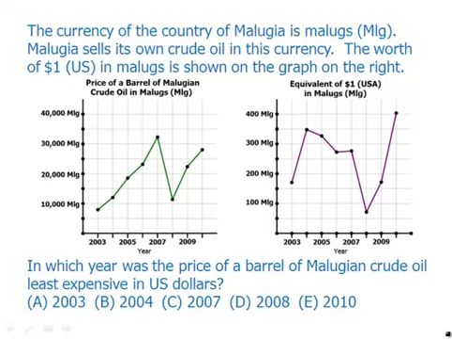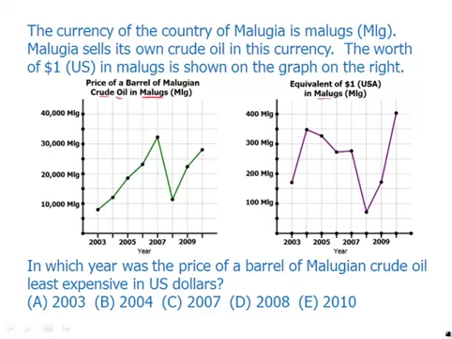So this is a relatively challenging problem. This involves currency exchanges as well as fluctuating prices. So the currency of country of Malugia is Malugs. Malugia sells its own crude oil in this currency. The worth of $1 Malugs is shown in the graph on the right. So the graph on the left, what we have is the fluctuating price of crude oil in this strange currency, Malugs, which is the currency of this imaginary country, Malugia. In the right, we have the equivalent of $1 US in Malugs.